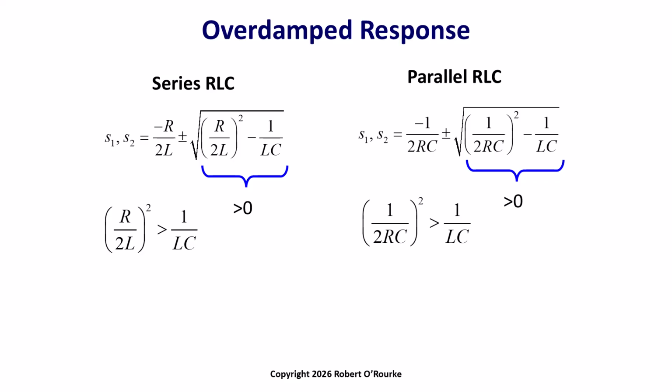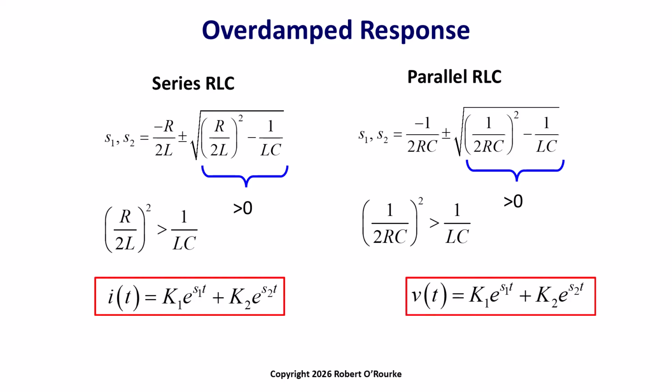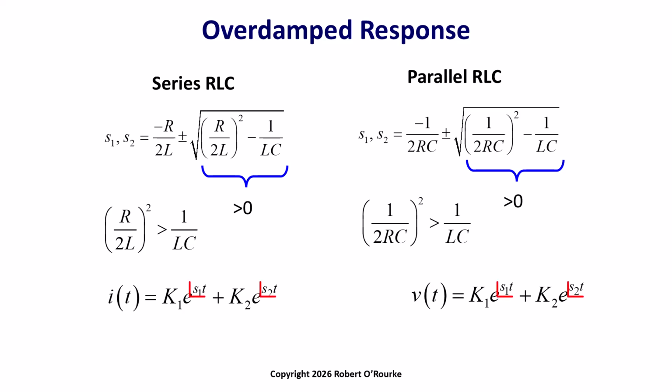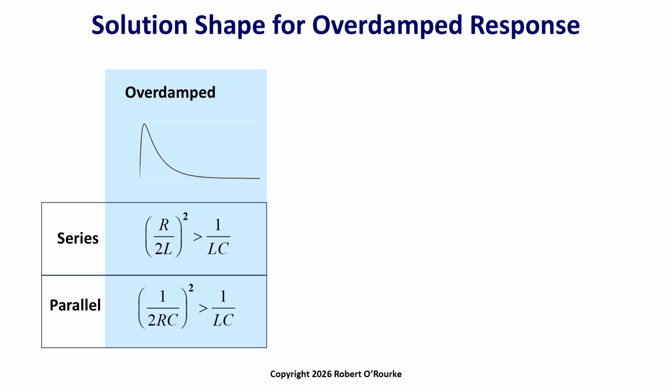The criteria for overdamped response is that the quantity under the radical sign is greater than zero. When those overdamped characteristic roots are inserted into the solution equations, the resulting equations have two terms of exponential decay. The resulting overdamped response curves look like this one.